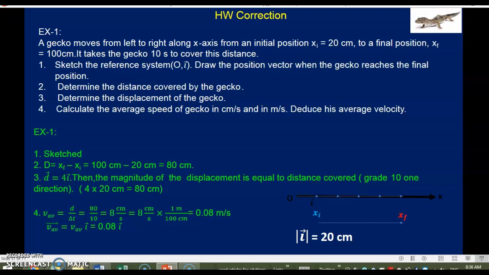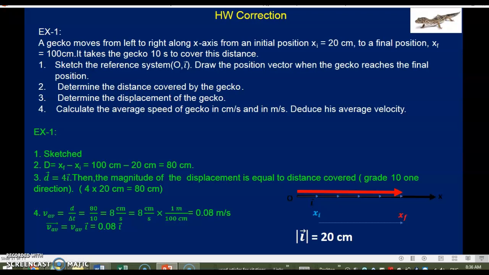Now draw the position vector. The position vector by definition is the vector that joins the origin of the reference system to the point at a specified position. So it is this red arrow I'm showing. I did not draw it on the x-axis, I drew it above just to show it to you so that the vectors do not overlap. But actually it is represented along the x-axis.